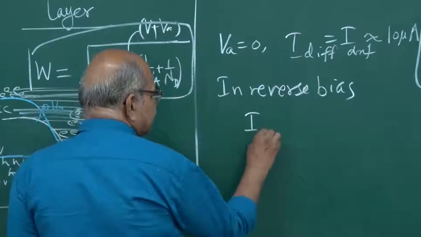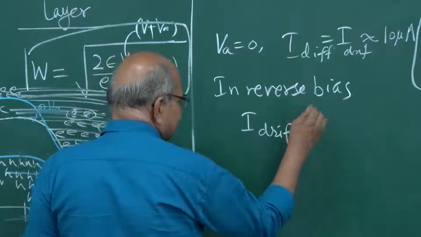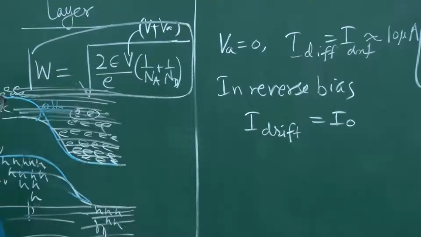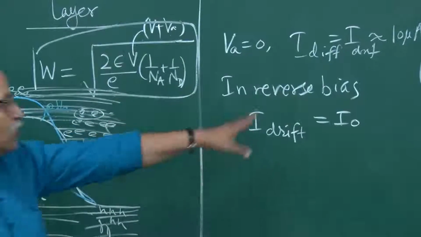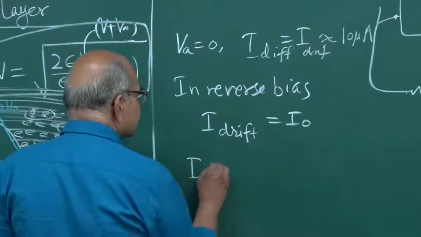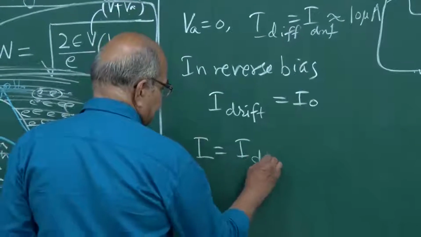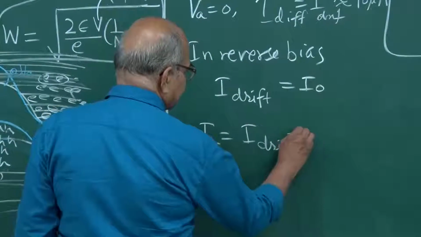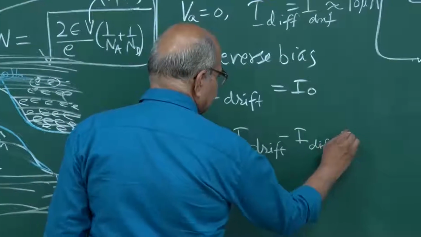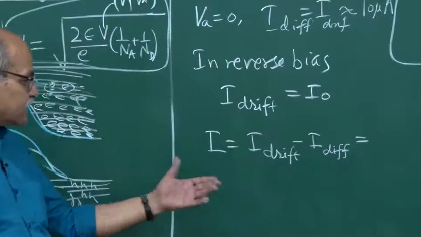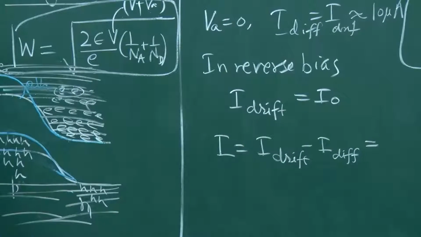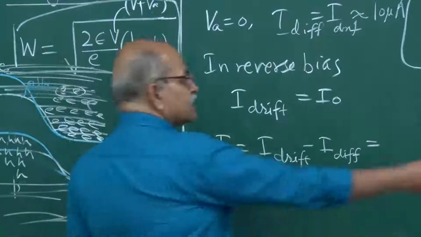This I drift is almost the same, it does not change, but the diffusion current goes down. Already it was this, but it goes down, and therefore this net current, which is now I drift minus I diffusion, will be in the direction of that drift. So, your current is in this direction.